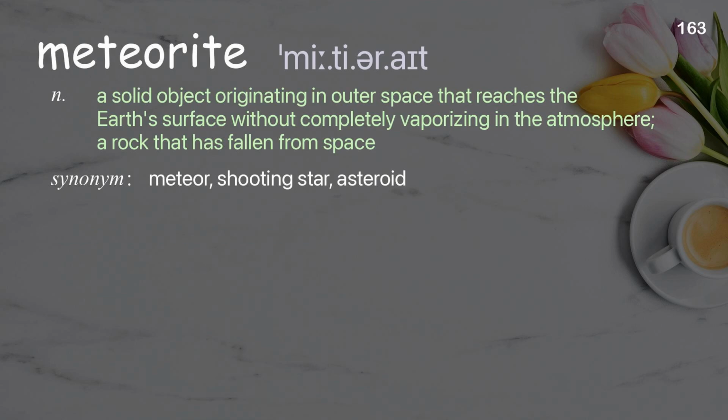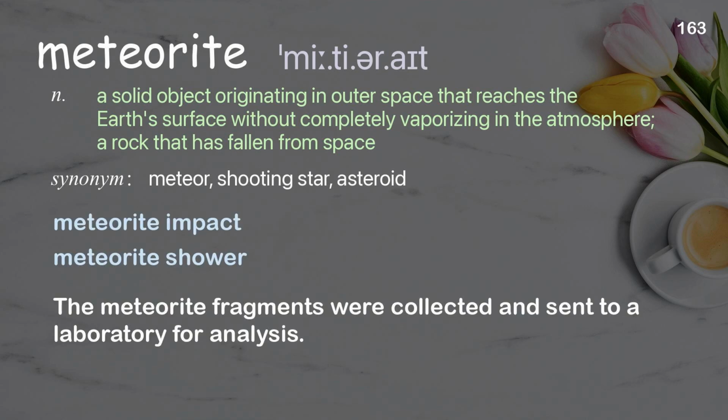Meteorite. A solid object originating in outer space that reaches the Earth's surface without completely vaporizing in the atmosphere. A rock that has fallen from space. Examples: Meteorite impact. Meteorite shower. The meteorite fragments were collected and sent to a laboratory for analysis.